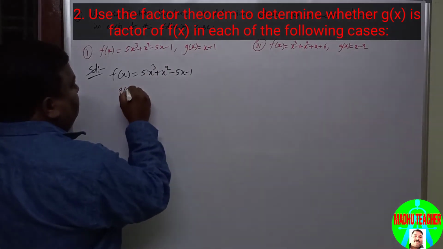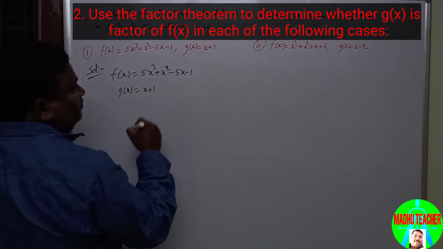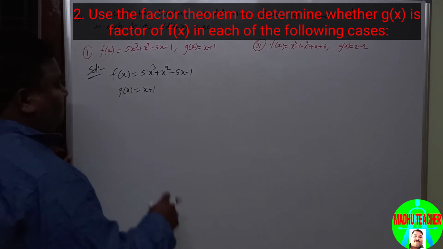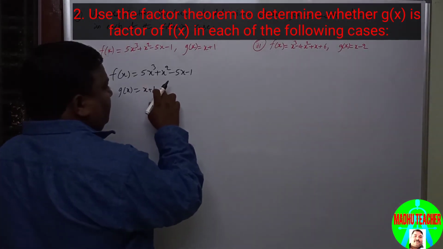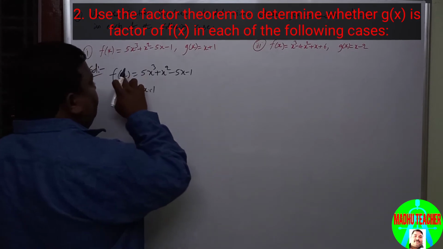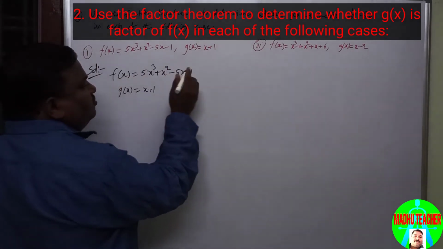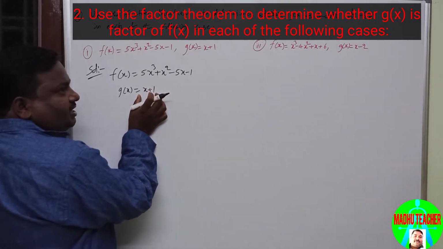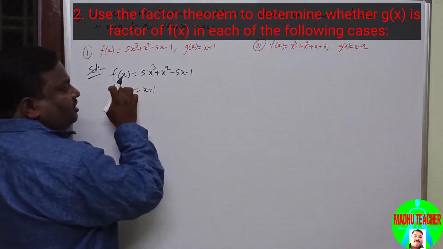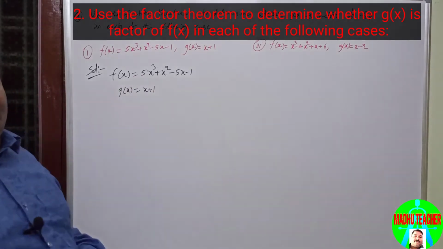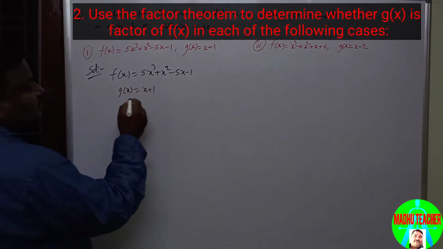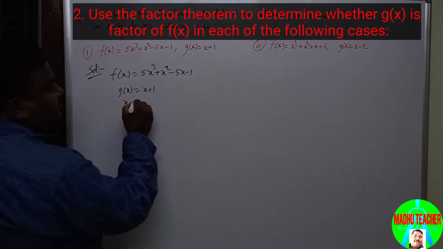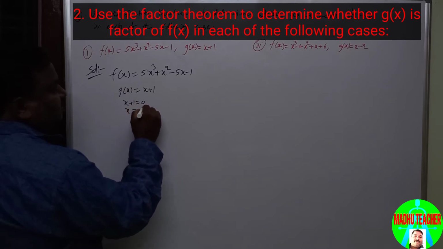g of x equal to x plus 1. So what is the factor theorem? For any real number a, if f of a equal to, or p of a equal to 0, then we say that this x minus a, or g of x, is a factor of the given polynomial. Okay, so first of all you have to find the 0 of this polynomial, that is x plus 1 equal to 0, that is x equal to minus 1.